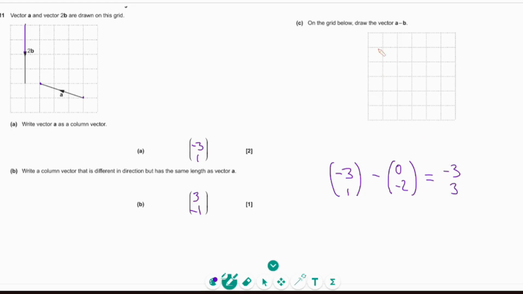So A minus B, start it down here, is 3 to the left and 3 up. So need an arrow on it. So here's my vector A minus B.